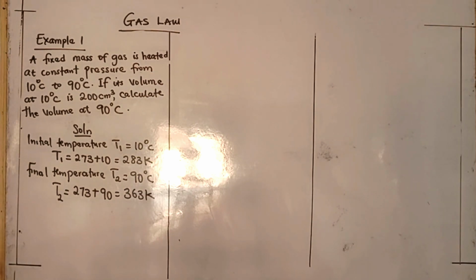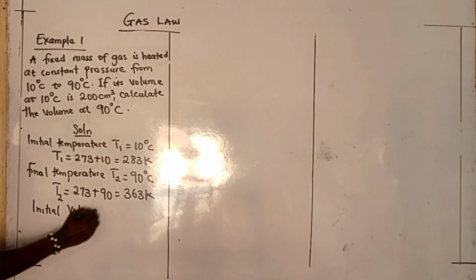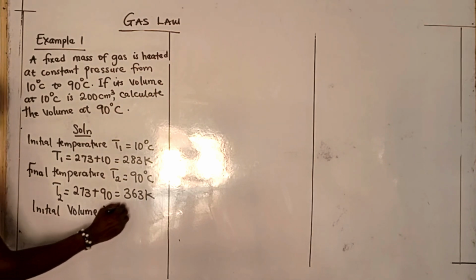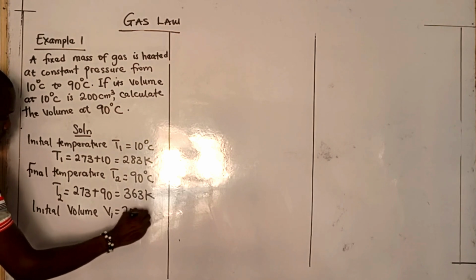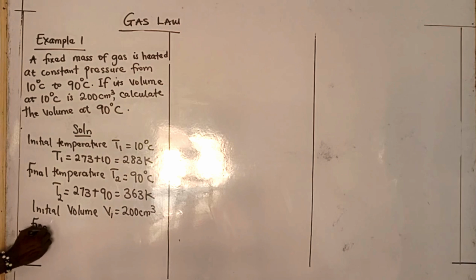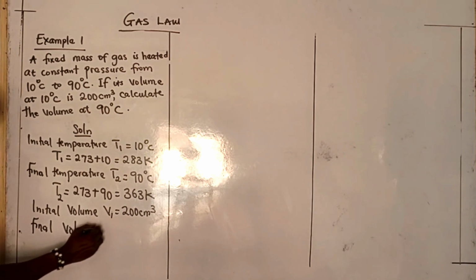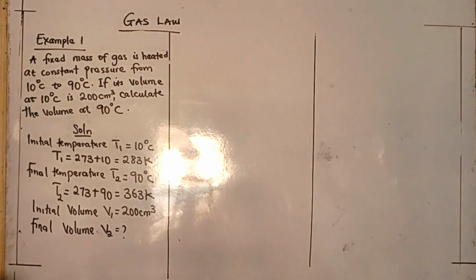Then we're given that its volume at 10 degrees Celsius, meaning the initial volume, which is V1, is equal to 200 centimeter cube. Now we are asked to find the final volume. So the final volume, which is V2, we don't know what it is.